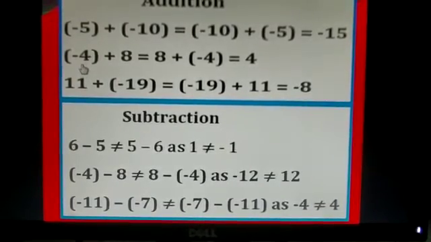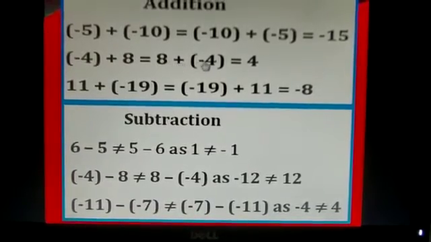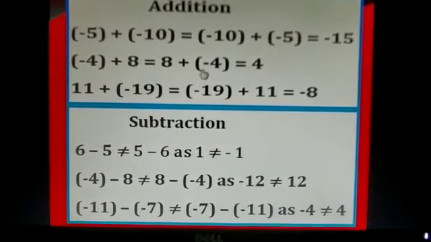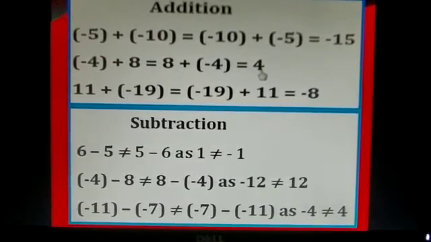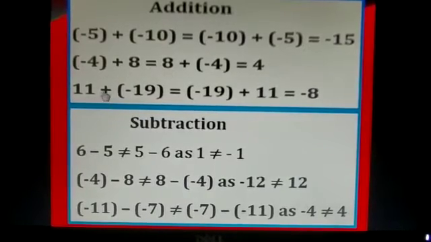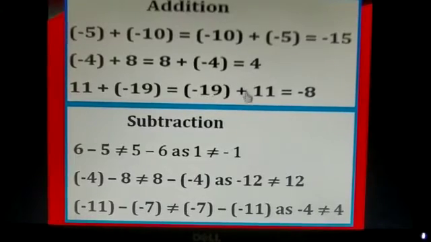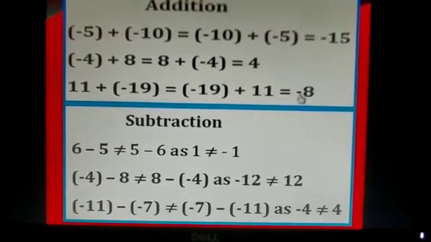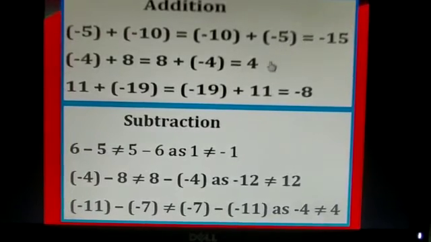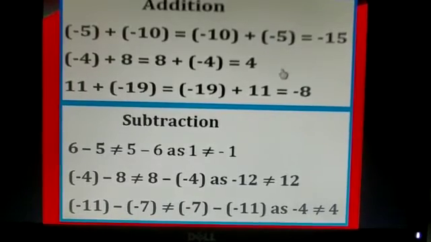The second question, negative 4 plus 8 is equal to 8 plus negative 4. So we change their order, then also we got the answer 4. That means the sum remains the same. 11 plus negative 19 is equal to negative 19 plus 11 is equal to negative 8. In all these cases of addition, the commutative property is applicable.